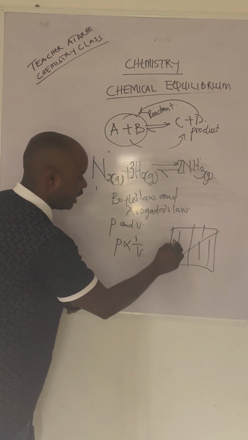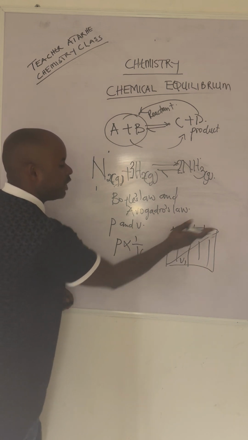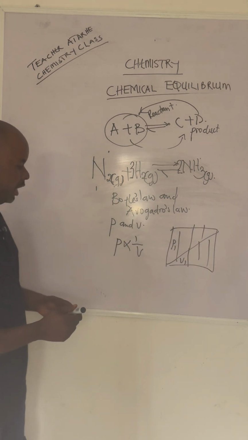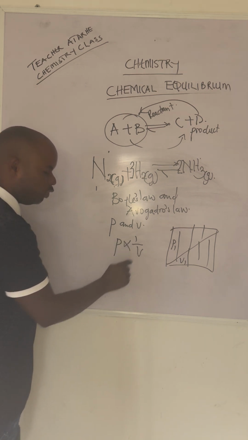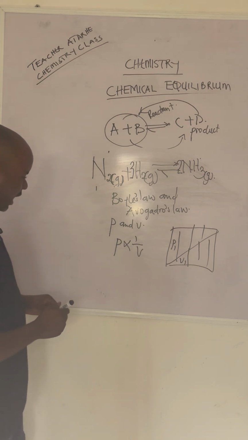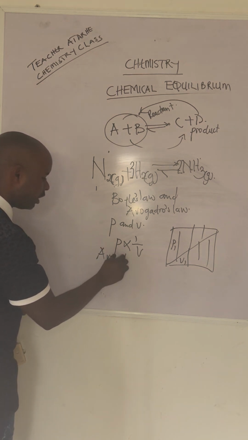So this is what we have: P1, here will be V1. As this one is increasing, this one is decreasing. In this aspect, we say if pressure is increasing, volume is decreasing. In the other one, I'm going to talk about Avogadro's law.